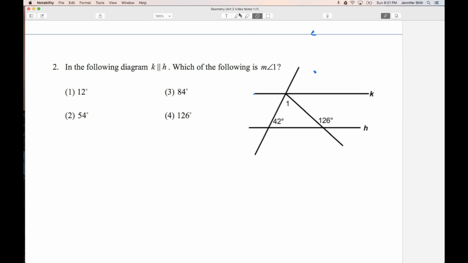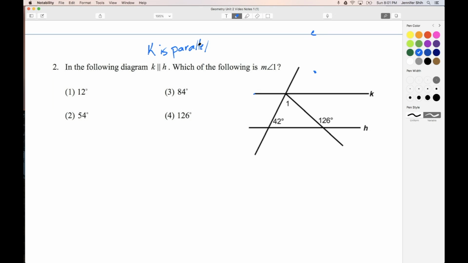For exercise number 2, I'm going to annotate this problem. So it says in the following diagram, you're going to have to copy this diagram in your notebook, K is parallel to H. So K is parallel. That's what these 2 little lines mean, parallel to H. Which of the following is the measure of angle 1? So we need to find this angle 1. And looking at this figure, we have a couple of things going on. I see some parallel lines. I see a couple of transversals.